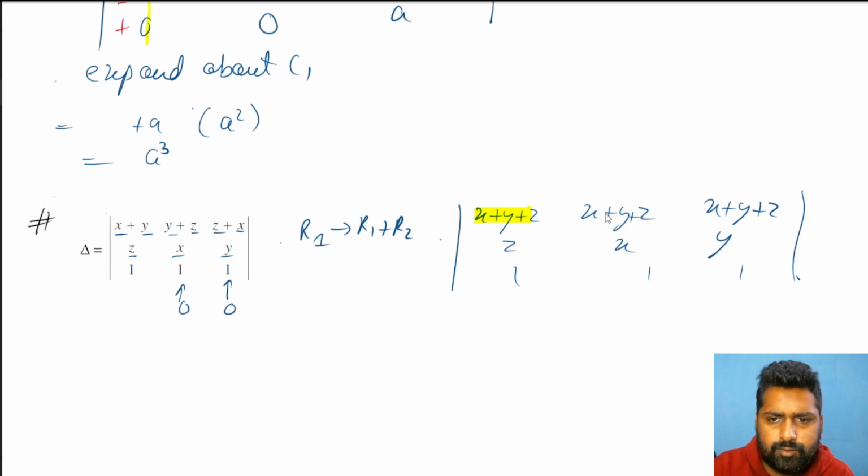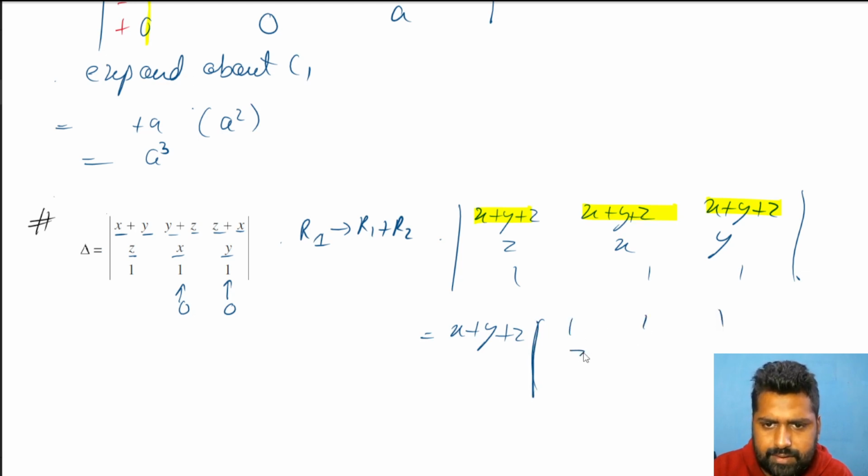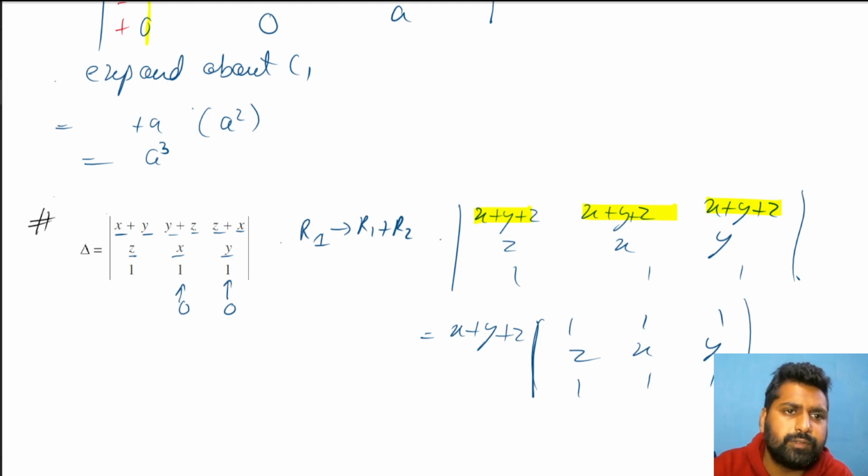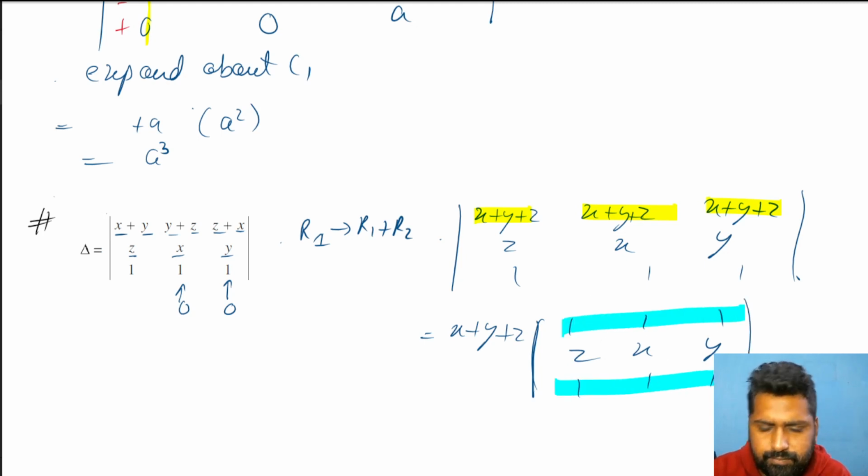We can take common from a row or a column. X plus y plus z is present in every single column here. So x plus y plus z common. Determinant is 1 1 1, z, x, y, 1 1 1. I hope you see where I'm going with this. Two rows same, identical rows. Determinant is 0. 0 into anything is 0. So you don't literally have to solve it, just the correct operation, and that makes it simple.